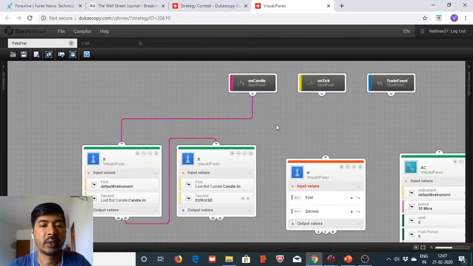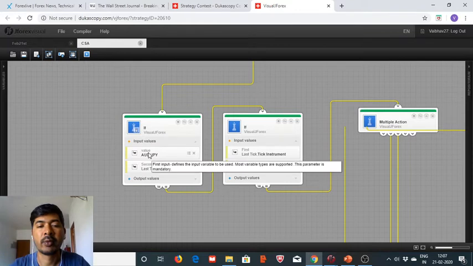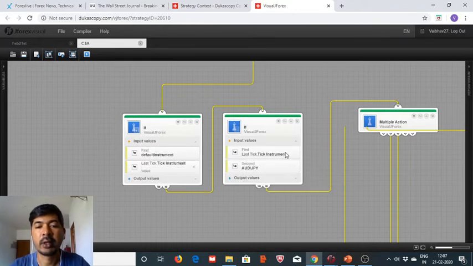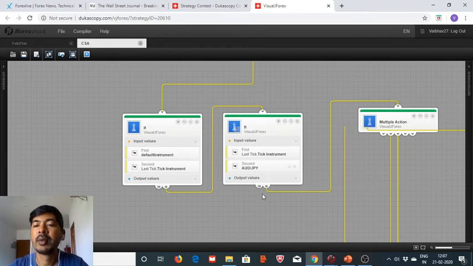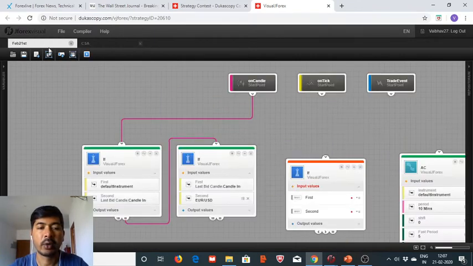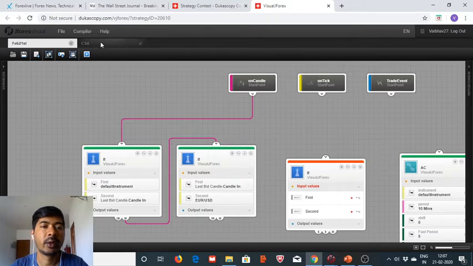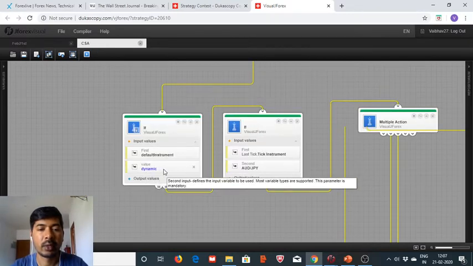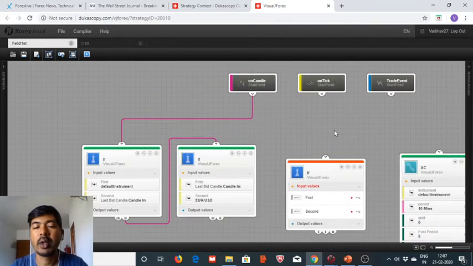And here is the on tick and on candle instrument subscription. If you want to do it on tick, then the subscription has to be for default instrument, then last tick instrument last, and then it has to be matched to the desired instrument which we want to take. While doing it on candle, we just match it to the on candle instrument, and while on tick we go for last tick. Okay, I hope you got the point.